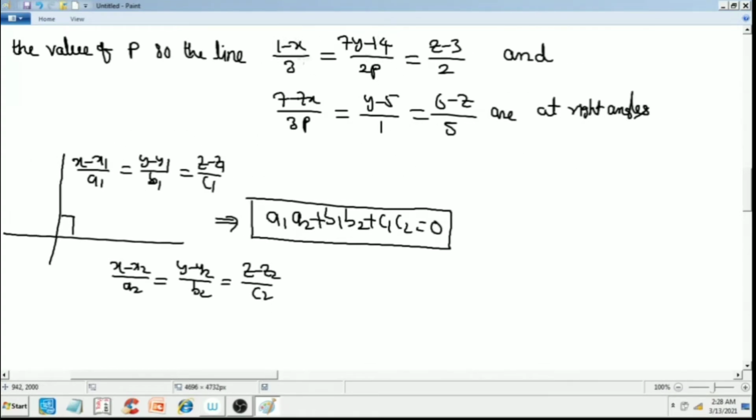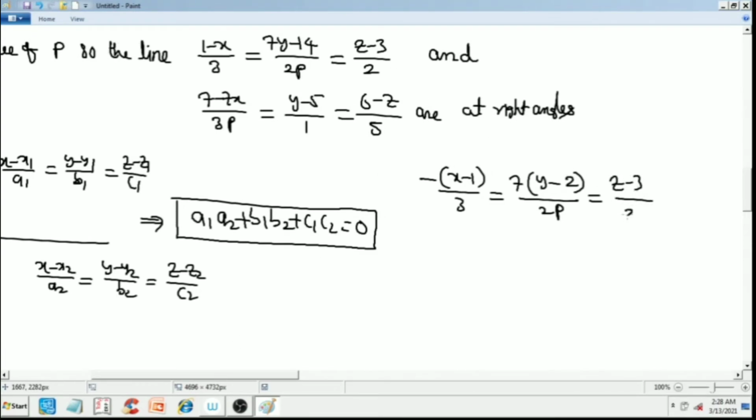Here in the question, what is given is (1 − x)/3. So here we have x − x1, but here it is x1 − x, it's not x − x1. So we are changing this question. Take minus common here, so (x − 1)/3 equals, here the y coefficient in the formula is 1, here we have 7, so take 7 common, (y − 2p/7) by 2p/7, equals (z − 3)/2 by −3. Send it to the denominator: (y − 2p/7) by... equals (z − 3)/2.